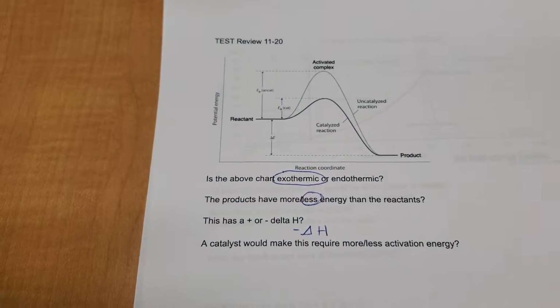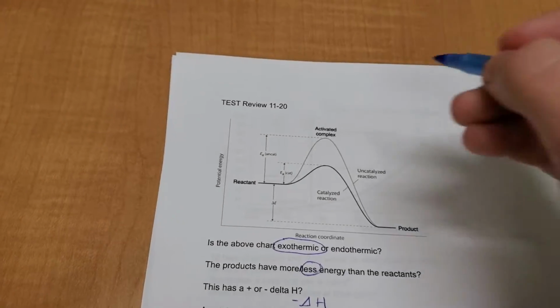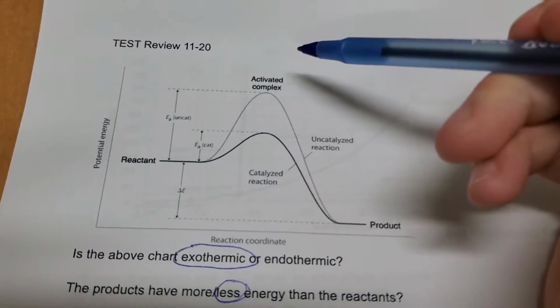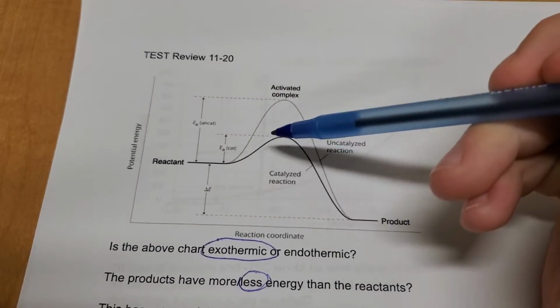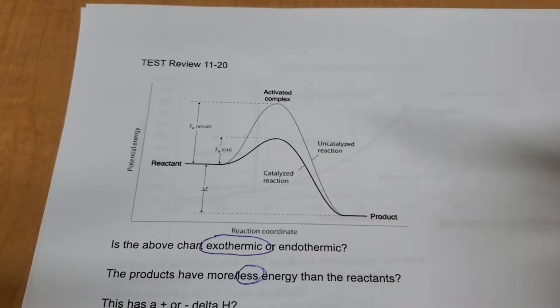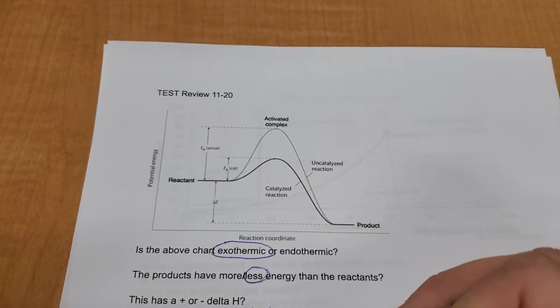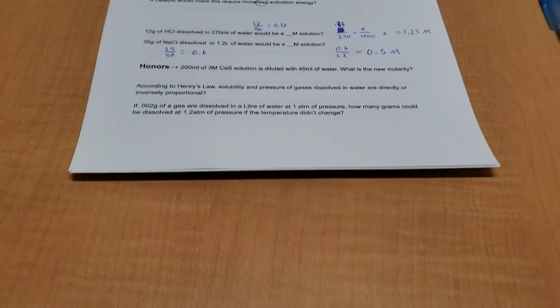Boom, delta H. A catalyst would make this require more or less activation energy? Well, we can look right here. This gray line is the uncatalyzed reaction, and this black line is the catalyzed reaction. So this obviously shows us that this would require less activation energy.